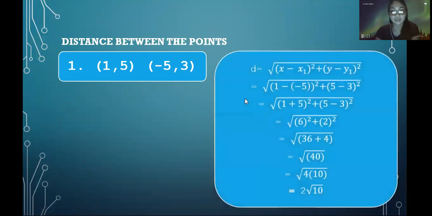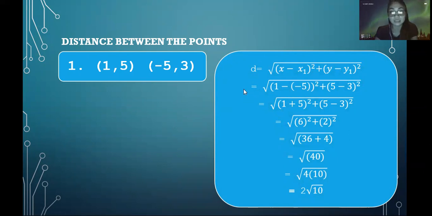So to find the distance between the 2 points, we're going to use the distance formula, which is d equals the square root of quantity x minus x sub 1 squared plus quantity y minus y sub 1 quantity squared. After that, we're going to substitute the values to the variables.